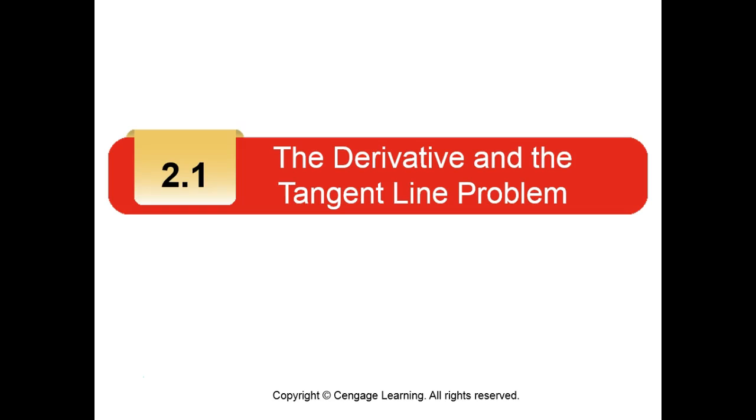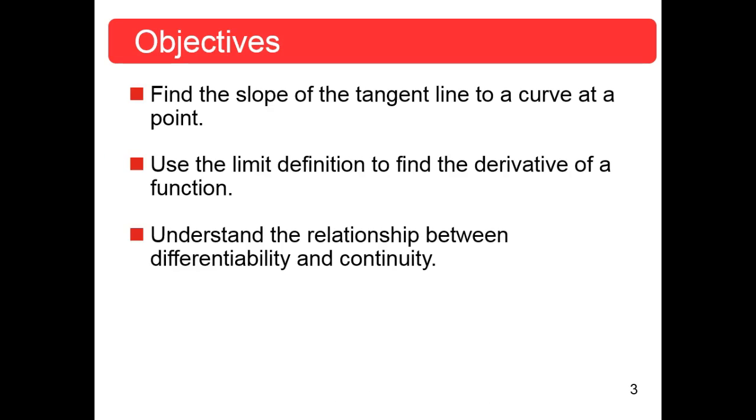All right. Section 2.1 is talking about the derivative and the tangent line problem, which is probably, I can't say this for sure, but it's probably one of the initial things that prompted Newton and maybe Leibniz as well, but definitely Newton to pursue this concept of calculus. So what we're going to do, objectives here, are find the slope of the tangent line to a curve at a point. We'll use the limit definition to find the derivative of a function, and we'll understand the relationship between differentiability and continuity. They are related, but they're not quite the same. Okay?